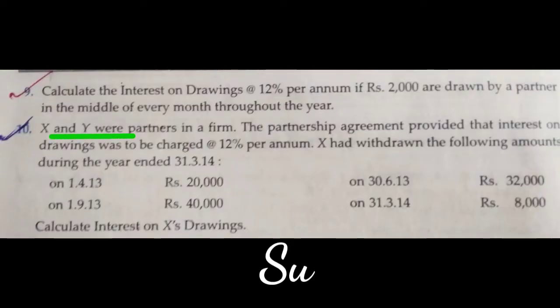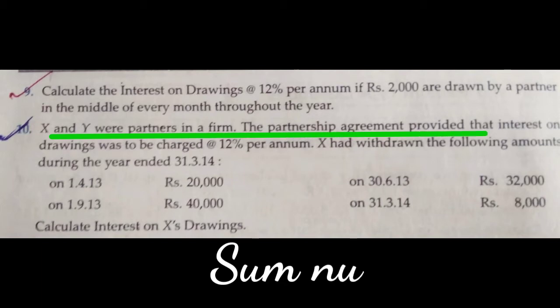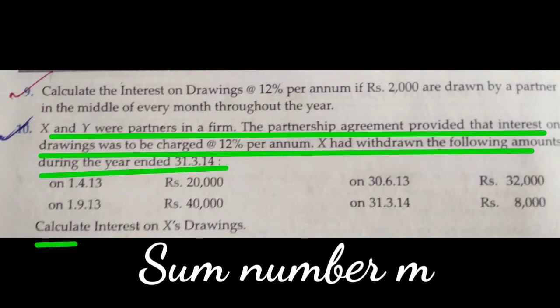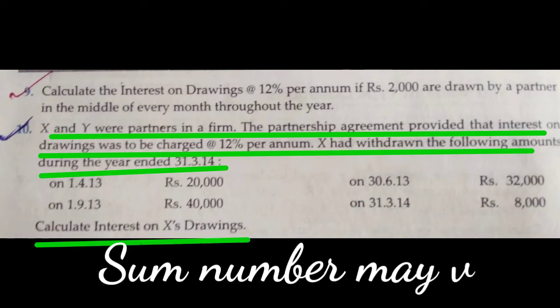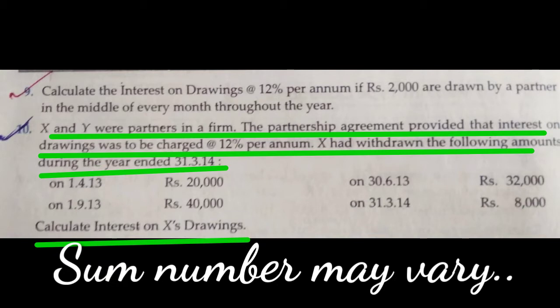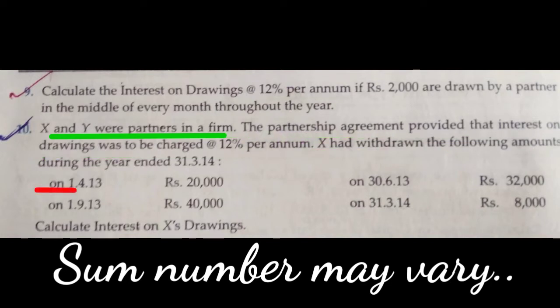Our next sum says X and Y were partners in a firm. The partnership agreement provided that interest on drawings has to be charged at the rate of 12% per annum. Now, Mr. X had withdrawn the following amounts during the year ended 31st March 2014, and they have instructed to calculate the interest on Mr. X's drawings. Now see students, the date or the time intervals are not equal. They are not of the same intervals.